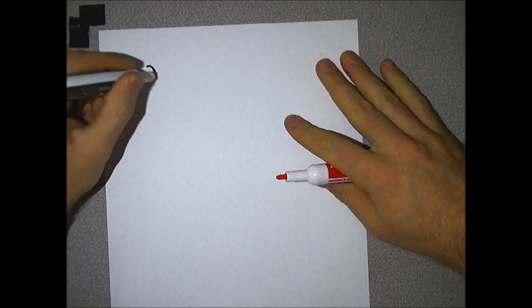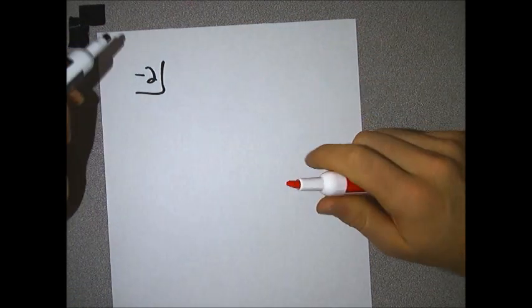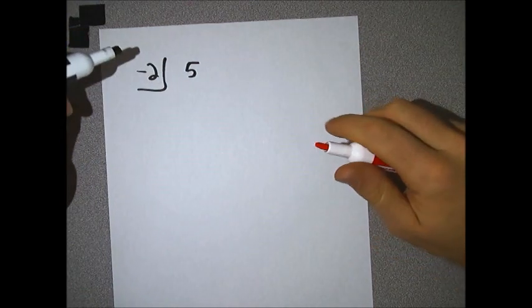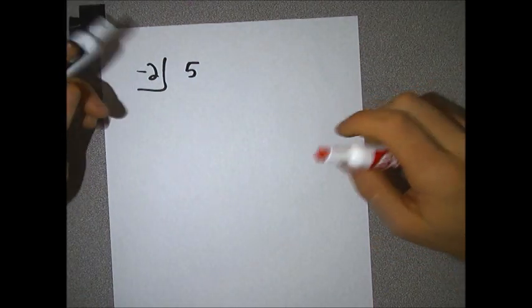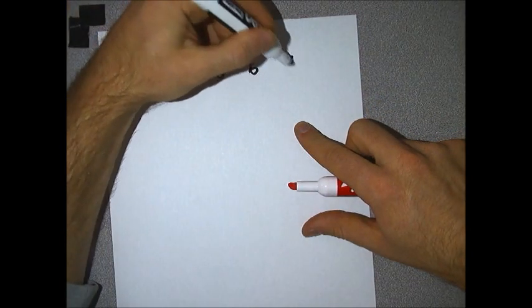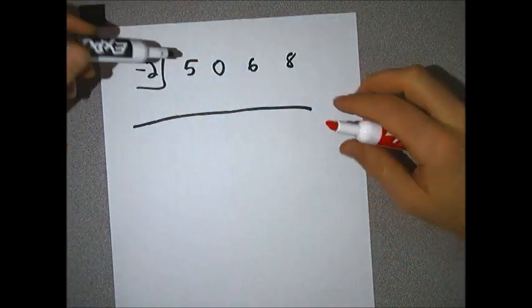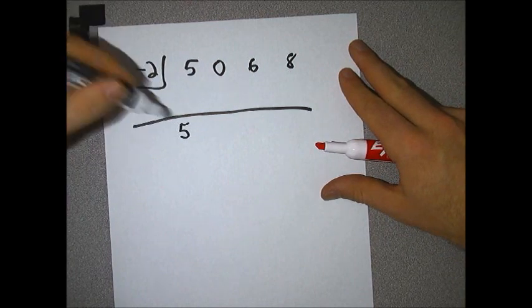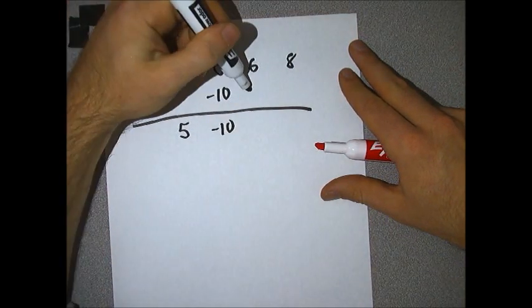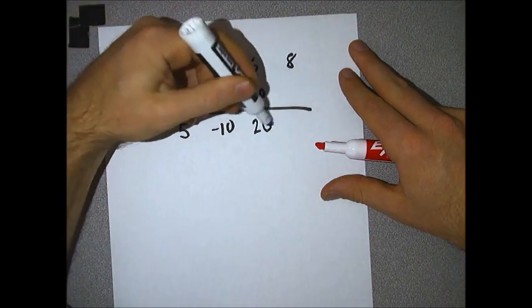Number 7, divide synthetically. So I know the number that goes in the box is going to be a negative 2. What do we have? 5. Now here's the tricky part. What's missing? There's no quadratic term, right? So we're going to put a 0 in. We need to put a 6 and then an 8. Draw my line. Bring down the 5. Multiply. Add. Multiply. Add.